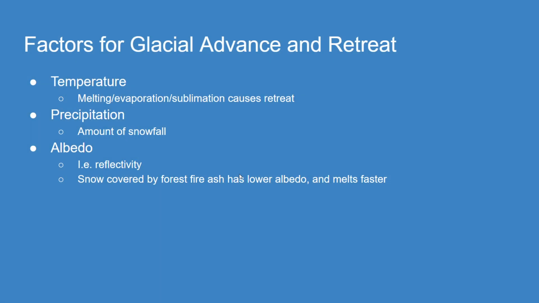So you can see three factors. Firstly, temperature, causing retreat from melting, evaporation, and sublimation. And then precipitation, so the amount of snowfall might have been decreasing because of the increase in temperature.